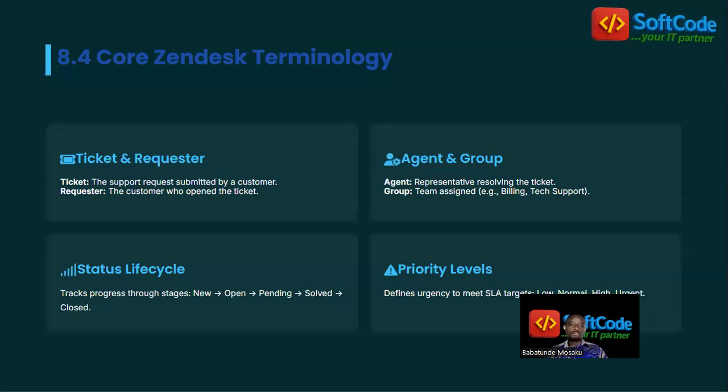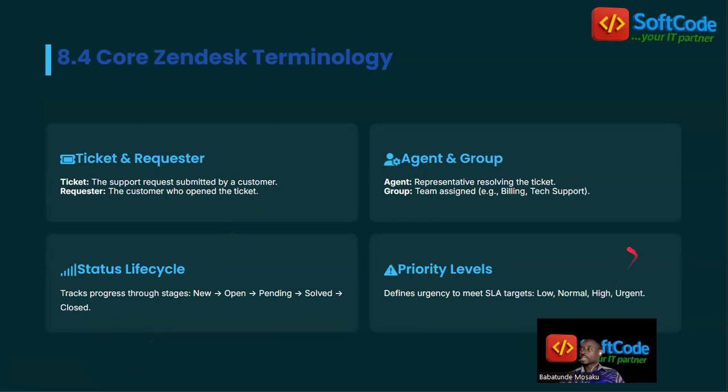So, core terminologies that you need to know about Zendesk, so that you can understand what you are doing in Zendesk: you begin to hear things like ticket and requester. So what's a ticket? A ticket is the support request submitted by a customer. And the requester is the customer who opened the ticket. Basically, that's what ticket and requester are.